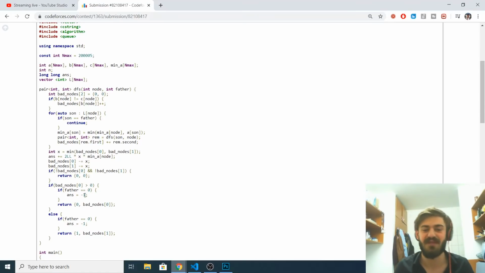Right? So what I do here is that I find out what is the type of the remaining nodes, and if it is 0, I return 0 and how many of them are there. If it is 1, I return 1 and how many of them are there. If I have remaining nodes which weren't paired with anybody, and I am in the root, which means father equals 0, this means I should return -1.